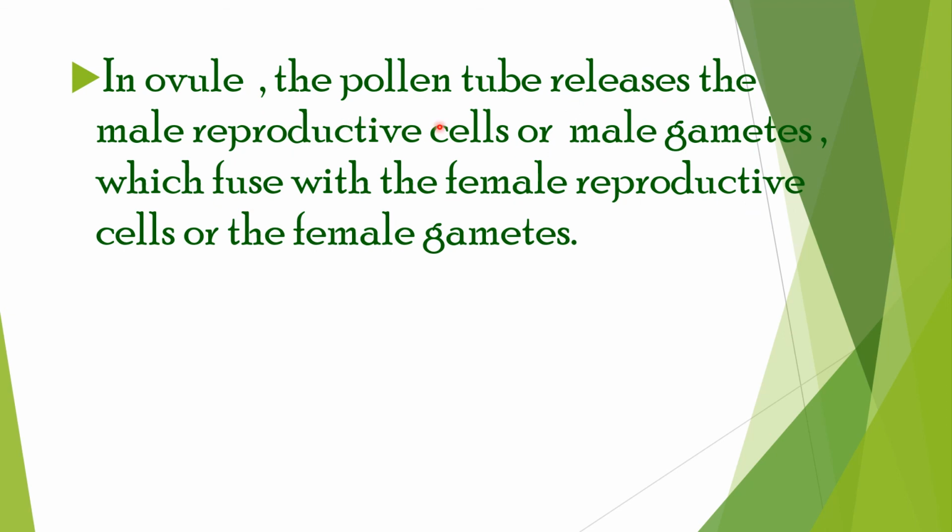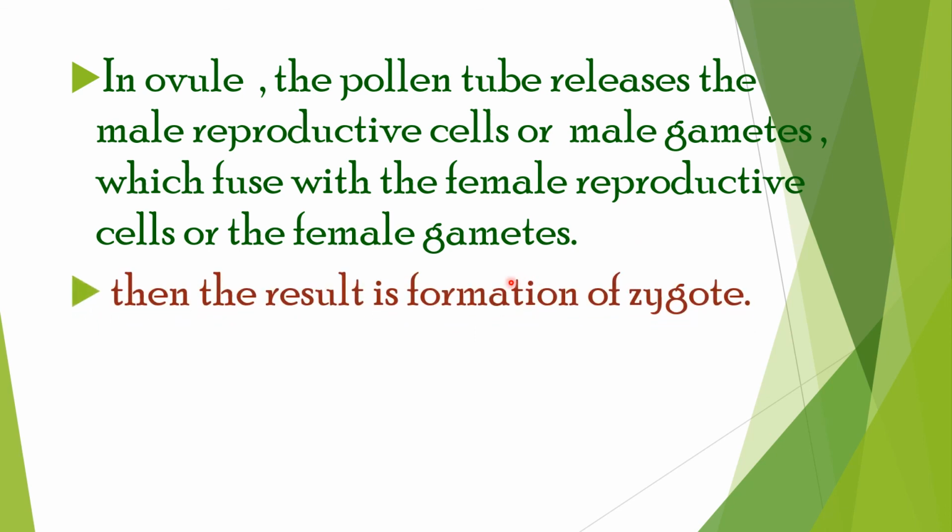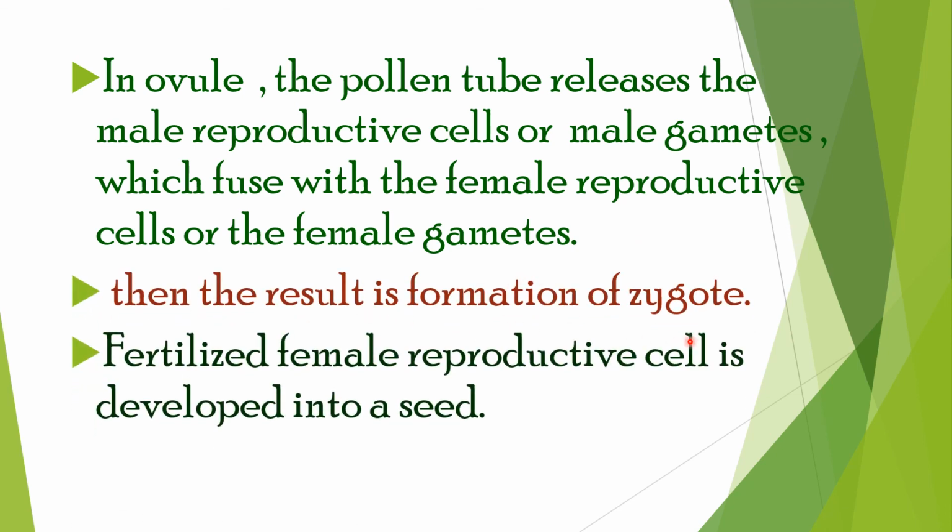In the ovule, the pollen tube releases the male reproductive cells, or male gametes, which fuse with the female reproductive cells, or female gametes. The result is the formation of a zygote. The fertilized female reproductive cell develops into a seed. Then the new plant will grow from that seed. This is the reproduction process of plants.